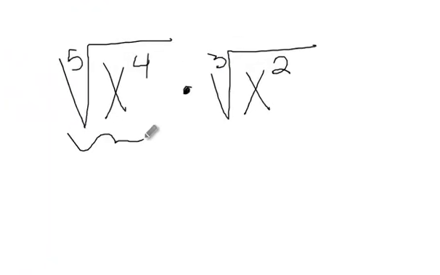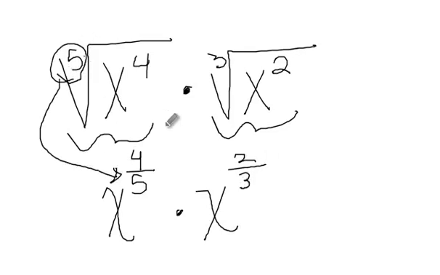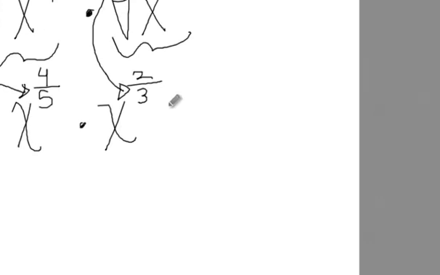You can change this into a fractional exponent and write it as x to the 4/5. And you can write this as a fractional exponent and make it x to the 2/3. Notice that the root of 5 here is in the denominator, and the root of 3 here is also in the denominator. Once you do that, you can use our rule that if your bases are the same, which both of these are x's, you're able to add the exponents.